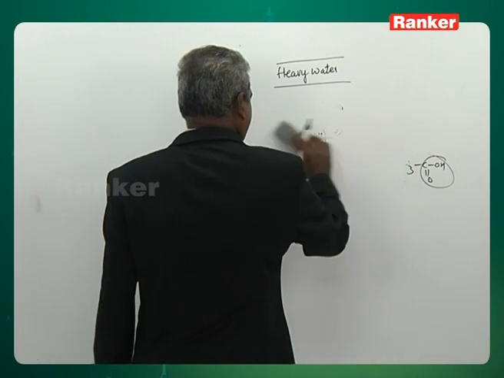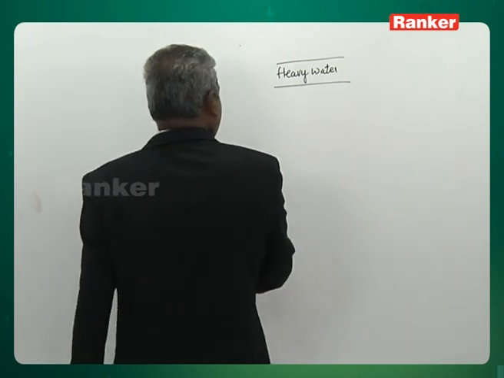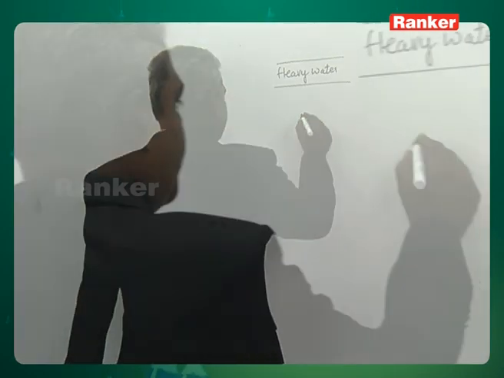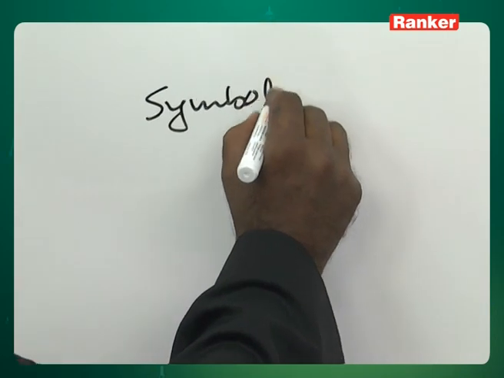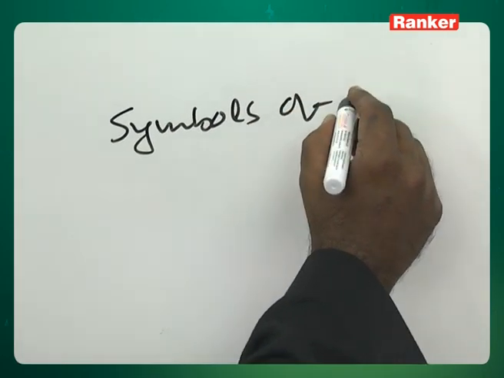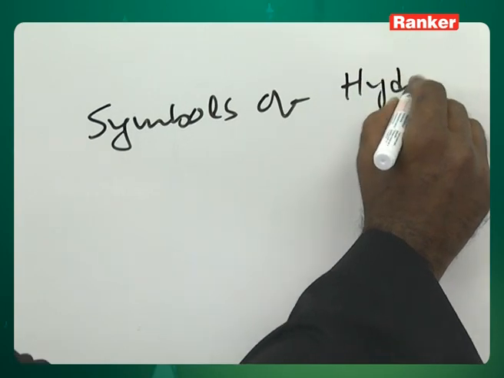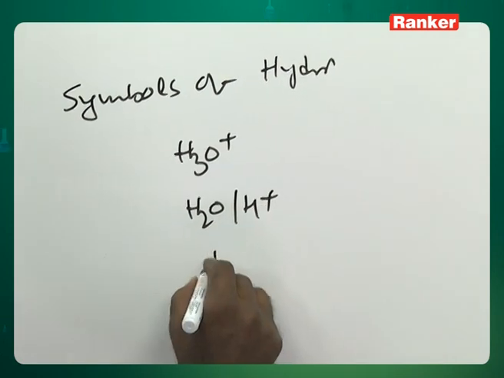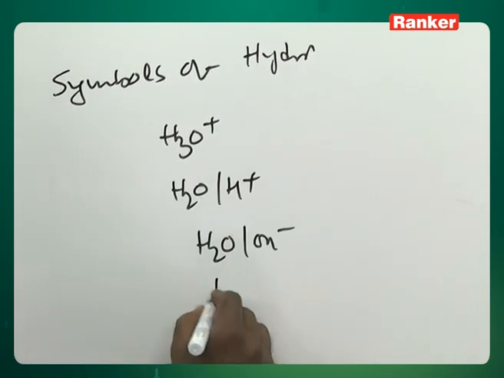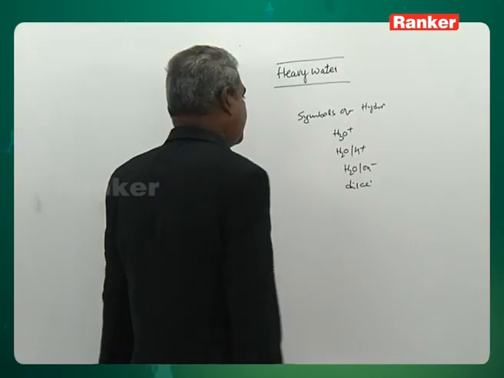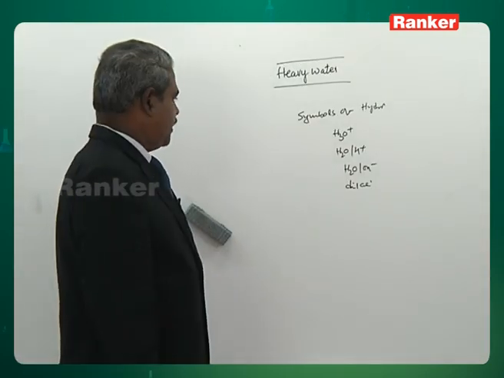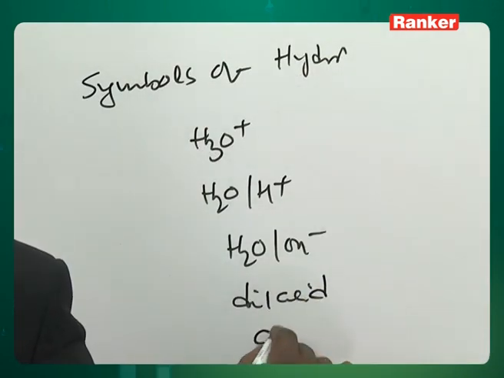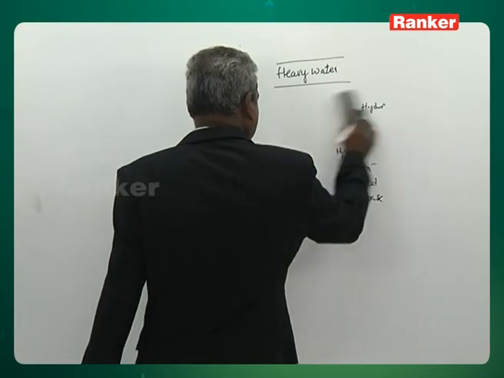So across chemistry, all chapters, be it organic, inorganic, you need to learn reaction with water. And warning, the symbols for hydrolysis. No one will tell you that this is a hydrolysis reaction. Symbols of hydrolysis: you find H3O plus, H2O H plus, H2O OH minus, dilute acid sometimes. All these symbolize hydrolysis. H3O plus means hydrolysis. H2O H plus, dilute acid, aqueous base, all these are symbols for hydrolysis.